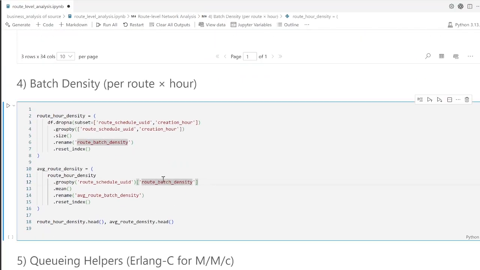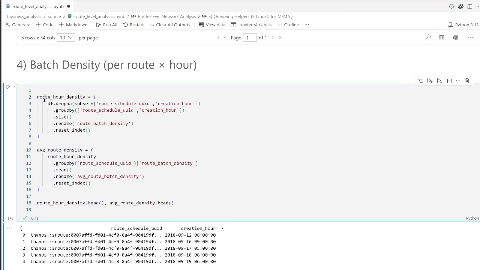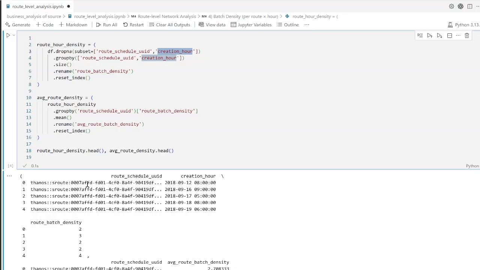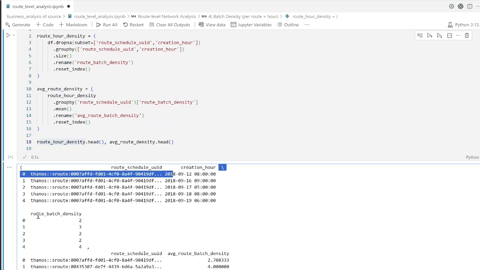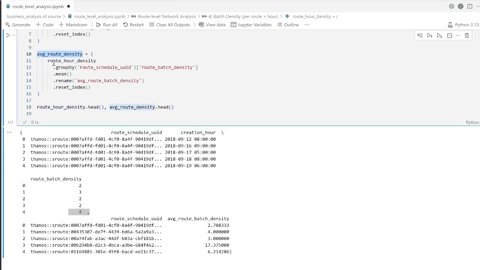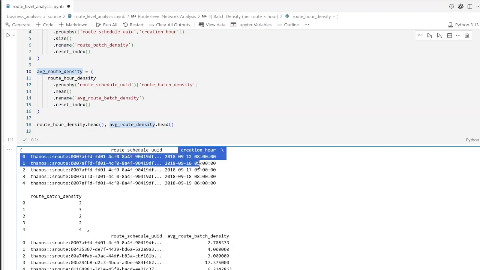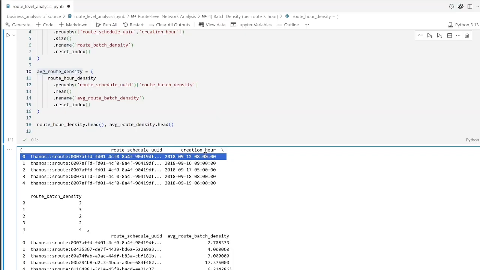Okay. Next, we are looking at the batch density. So to calculate the batch density, first we are calculating the route hour density. So for each route ID and a given creation hour, we are grouping by these two, and so we will arrive at the route density. So this is how it would look, that for each given route and for each creation hour, what is the route batch density? Like how many, what is the queue size? How many trucks are there in the queue, right?